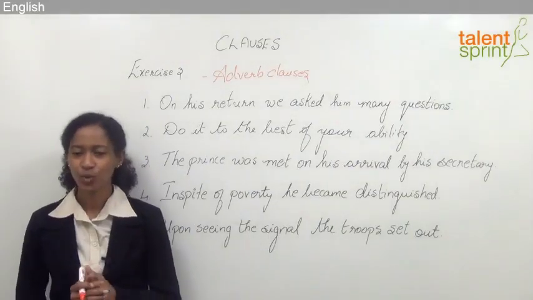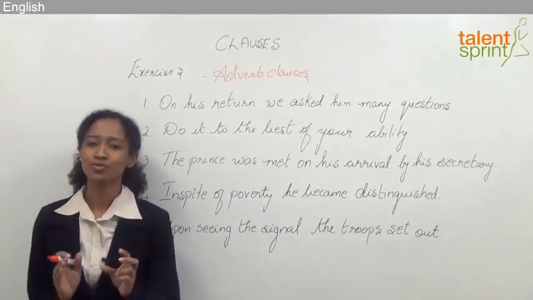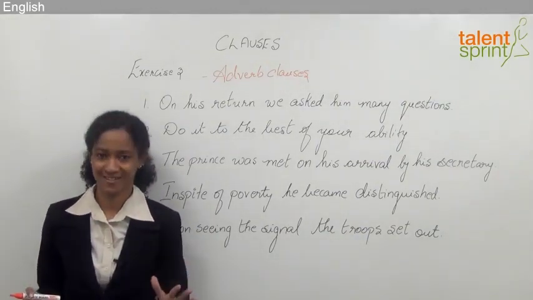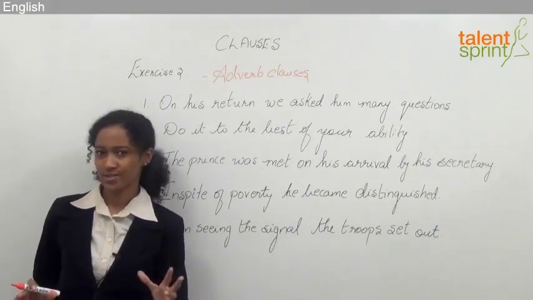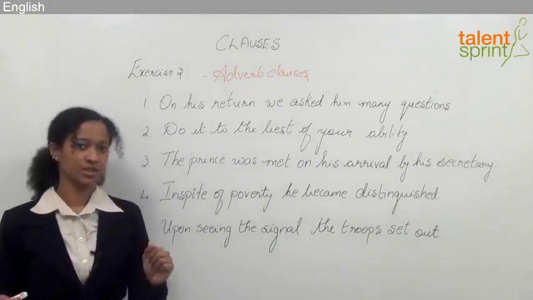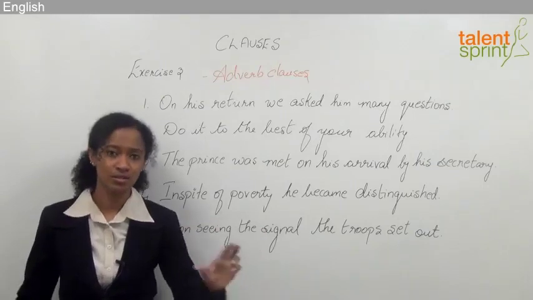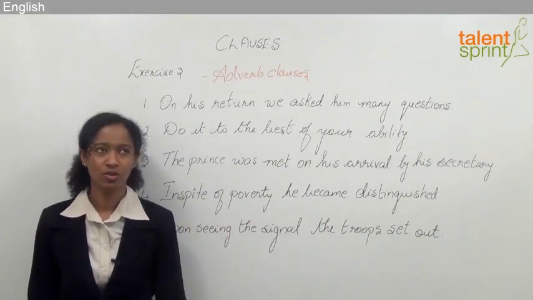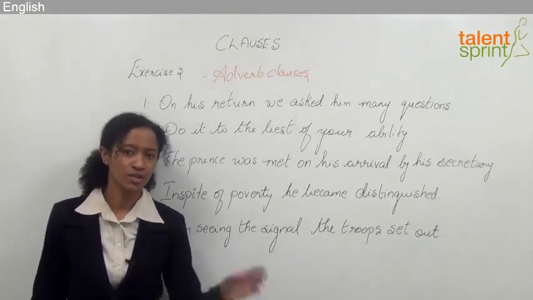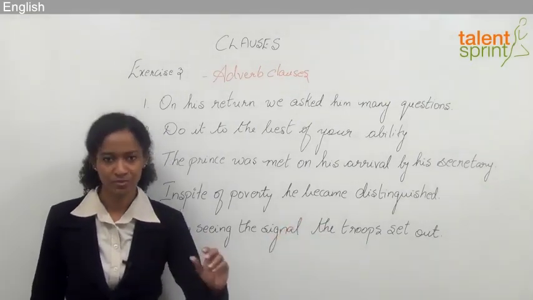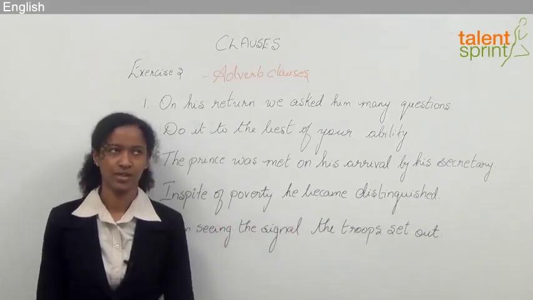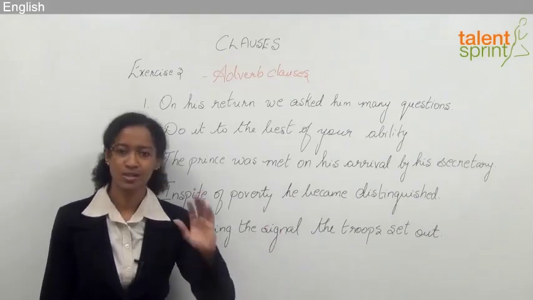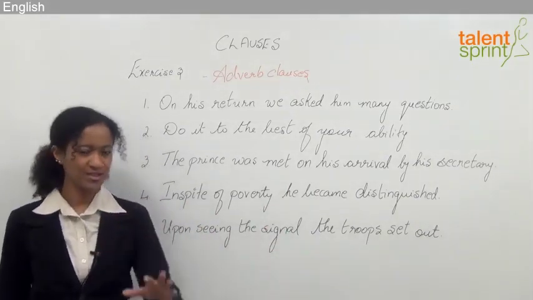In this exercise, what we're going to do is identify the adverb phrase and then change it to an adverb clause. Okay? You know what an adverb phrase is, right? The phrase that functions like an adverb. So, for example, the sun rises in the east. In the east is my adverb phrase of place. Or I waited for him for a few hours. For a few hours is my adverb phrase of time. Or he shouted at the top of his voice. At the top of his voice is an adverb phrase of manner.